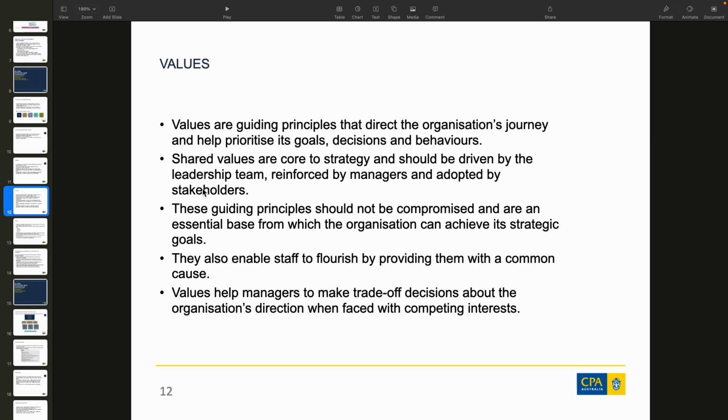Values help managers to make trade-off decisions about the organization's direction when faced with competing interests. When you have different interests, it's very important to make sure you have the values to get them to see things together. Or not, they will have competing views, competing interests, and they will not be able to reconcile. If they don't reconcile, they won't come to the table to talk. So the values could be the basis for communication.